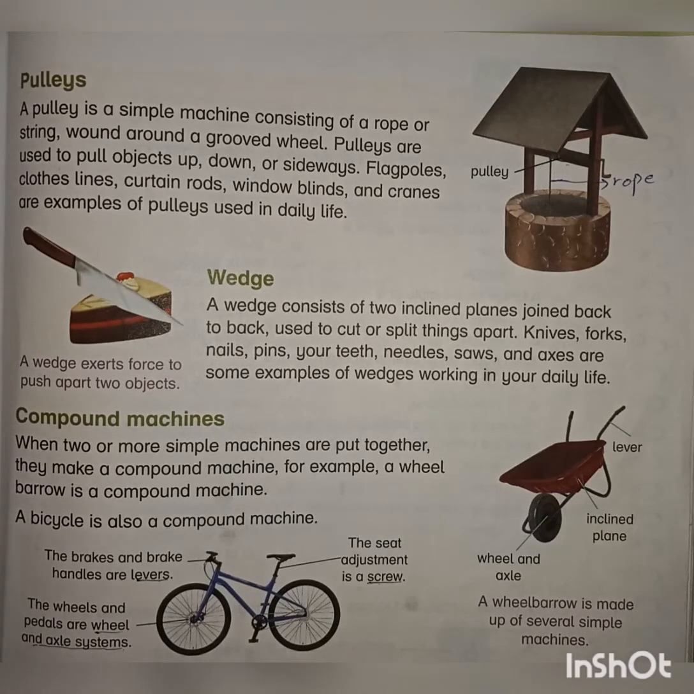For example, a knife is used to cut things and a fork is used to lift up an object. A wedge exerts force to push apart 2 objects. It means a wedge can be used to separate 2 objects or a portion of an object. Wedge can also be used to hold things together, as in the case of a staple, pins and a doorstop. And some other examples of wedge are teeth, needle and saws.